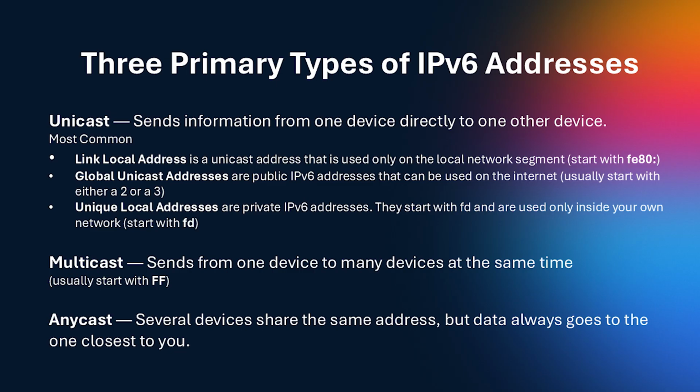The second main type of IPv6 addresses are multicast addresses. This is used for one-to-many, delivering the same data to multiple devices at the same time, similar to a group message. The third main type is Anycast addresses. These are shared by multiple devices, but the system automatically sends the data to whichever device is closest to you, like calling the nearest branch of a business.